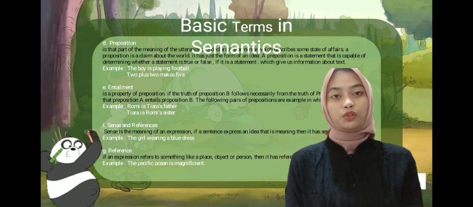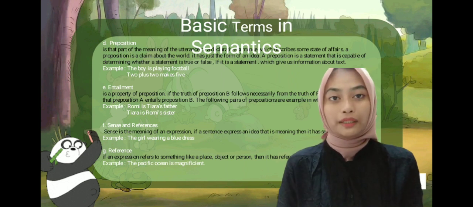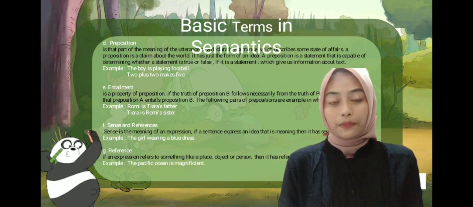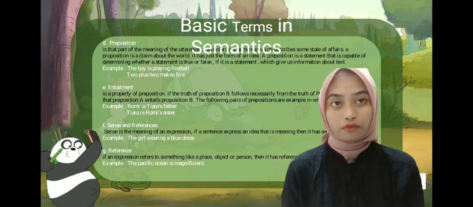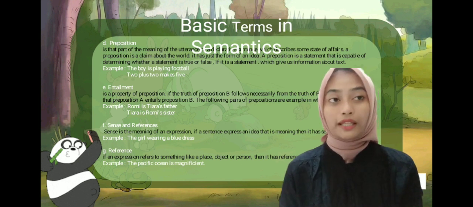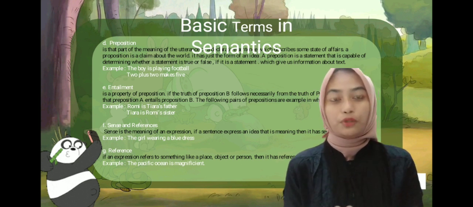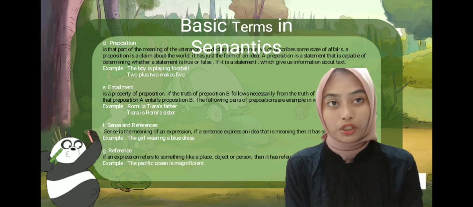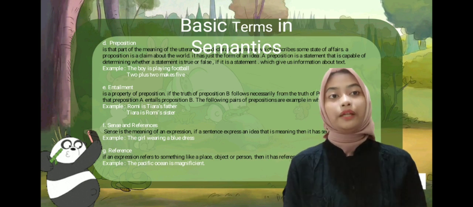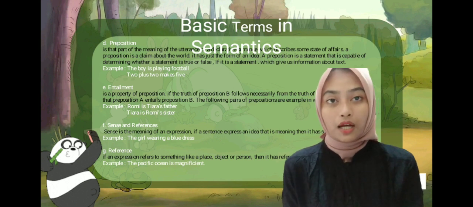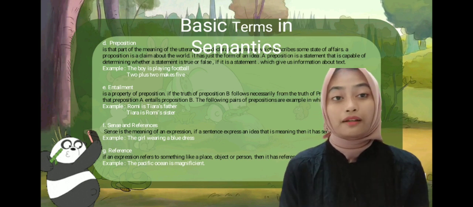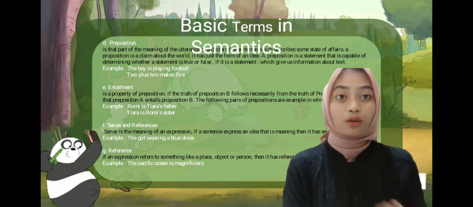And next we move to E, entailment. Entailment is a property of propositions: if the truth of proposition B follows necessarily from the truth of proposition A, we say that proposition A entails proposition B. The following pairs of propositions are examples in which proposition A entails B. For example, Romy is Tiara's father. Tiara is Romy's sister.